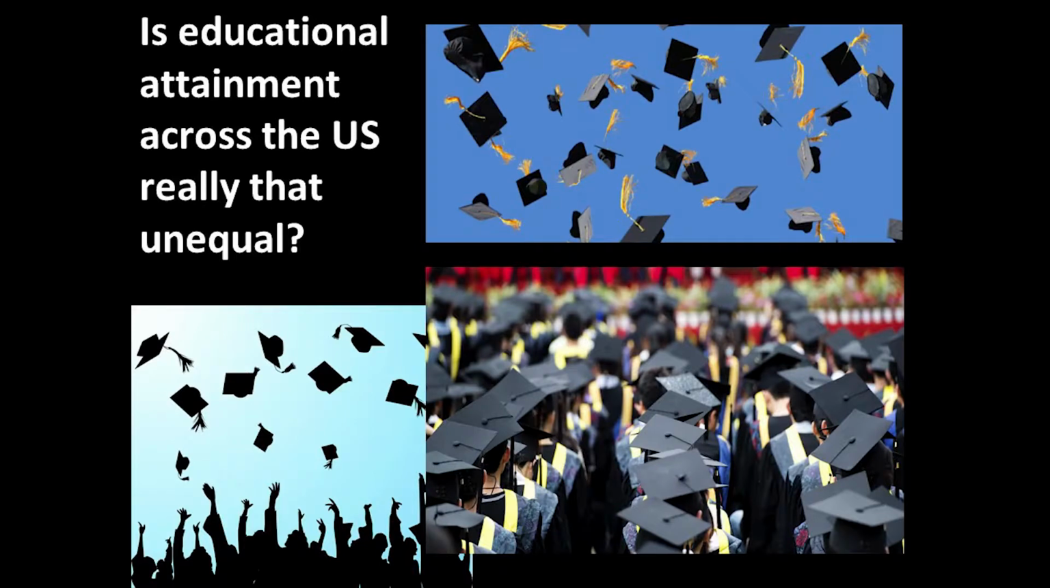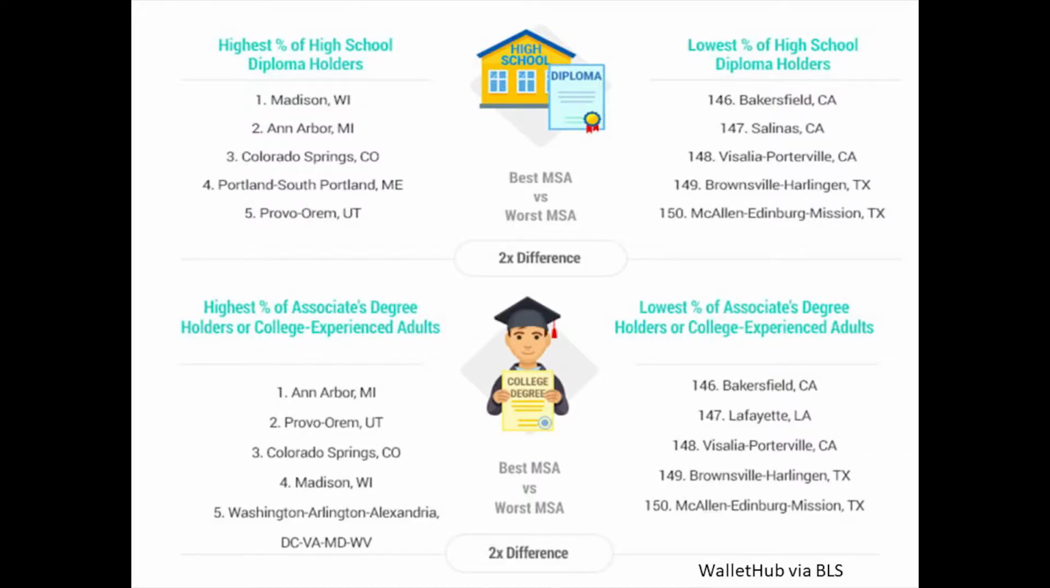So is educational attainment across the US really that unequal? Now we can look at it in terms of this, which is from WalletHub, but they actually got their statistics from BLS. Here we look at comparisons of states: highest percentage of high school diploma holders, highest percentage of associate degree holders. Compare the top 5 here to the bottom 5.